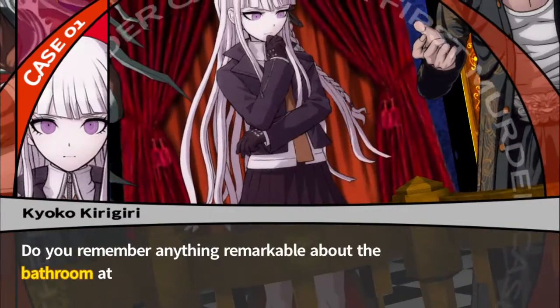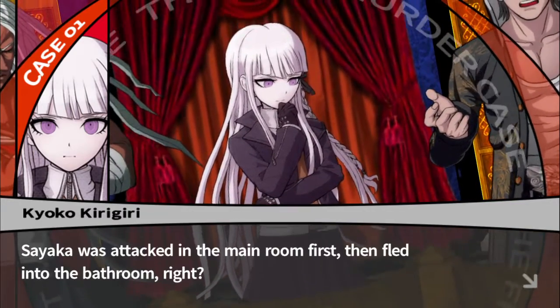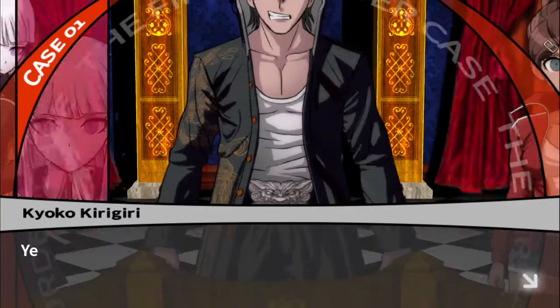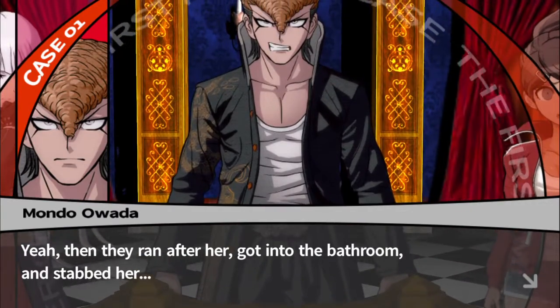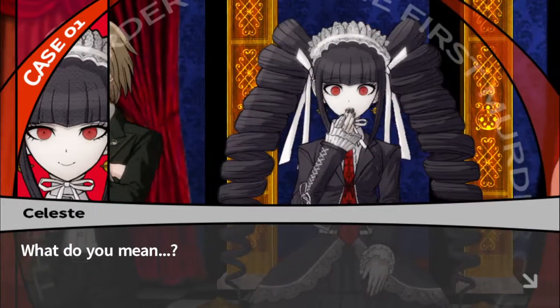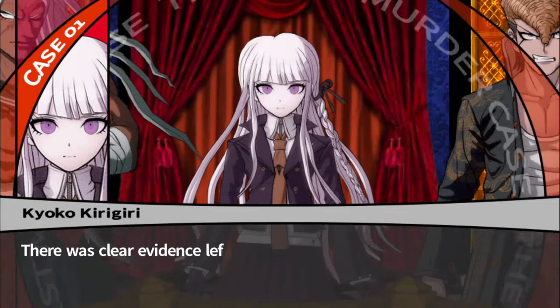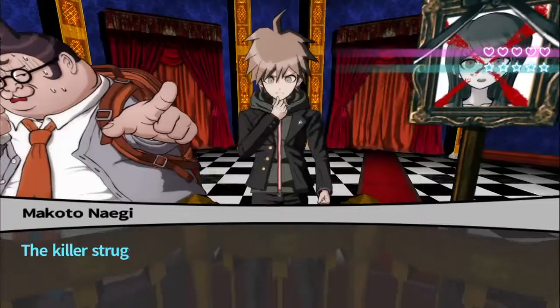Do you remember anything remarkable about the bathroom at the scene? Sayaka was attacked in the main room first, then fled into... Yeah, then they ran after her, got into the bath... And how did the killer get into the bathroom? Did they have... What do you mean? It's fairly certain that the killer had some trouble getting... There was clear evidence left behind.